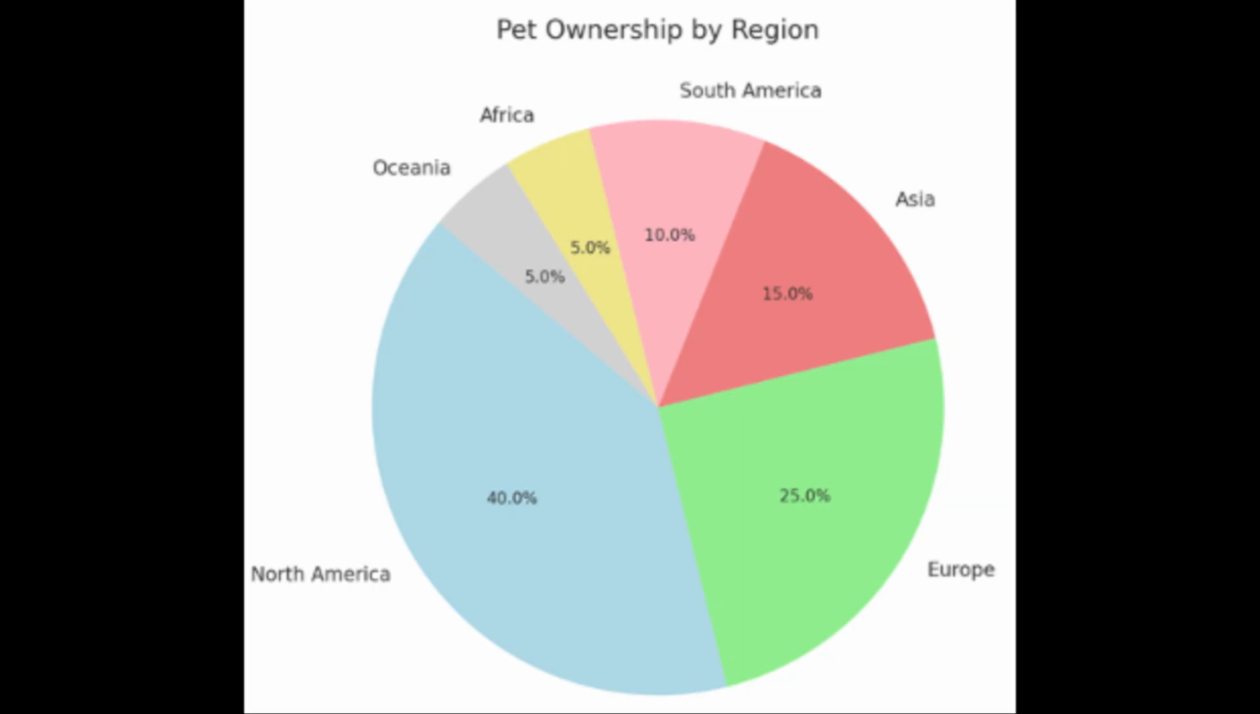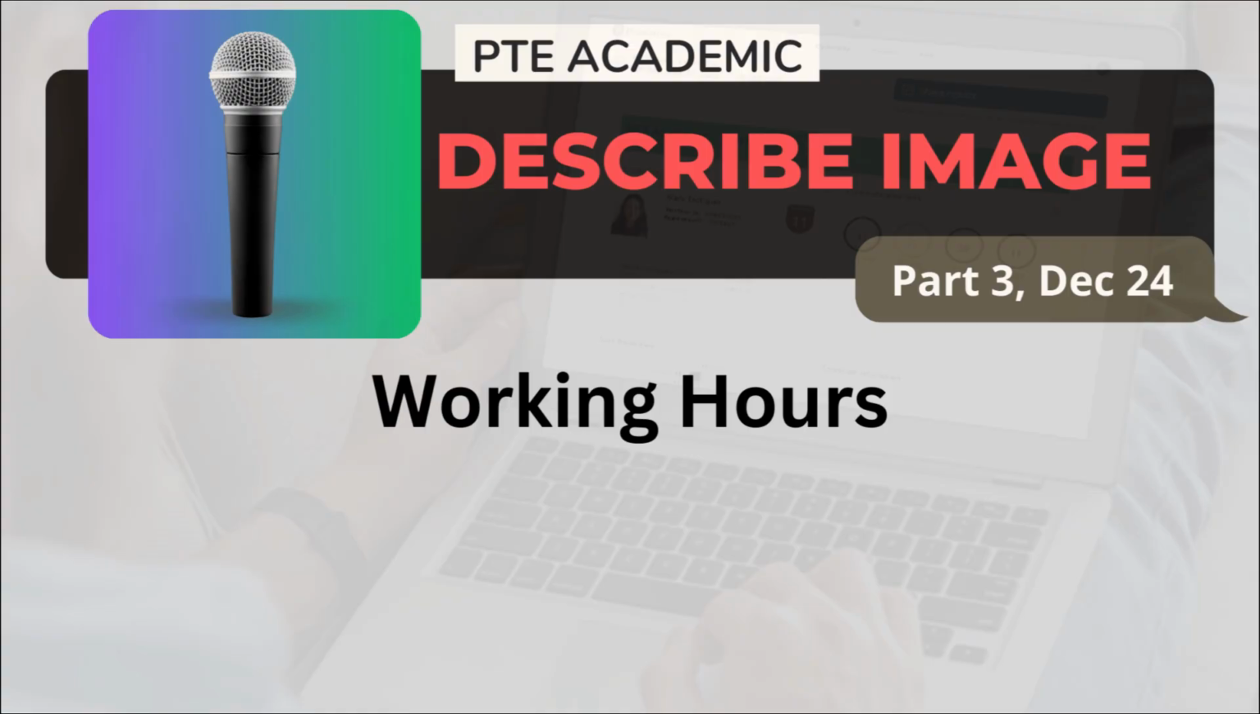This pie chart gives information about pet ownership by region. From the picture we can see for Asia the share is 15%. For Europe the share is higher, which is 25%. The highest share is for North America, which is 40%. And the lowest share is for Africa or Oceania, which is 5%. There is another continent, South America. In conclusion, this pie chart is very informative.